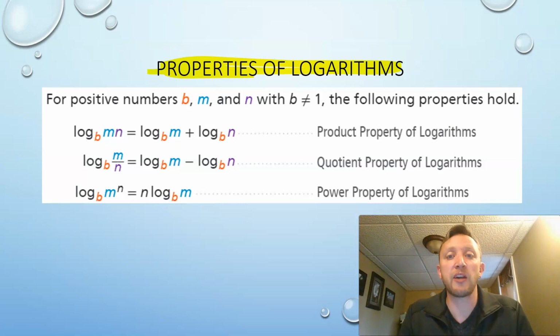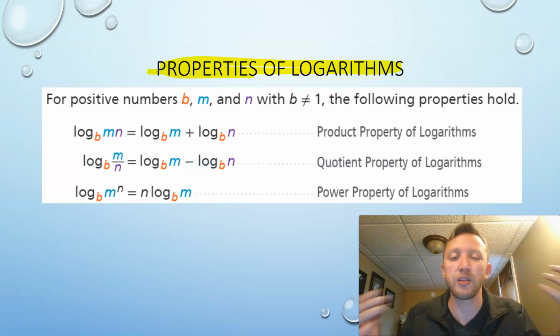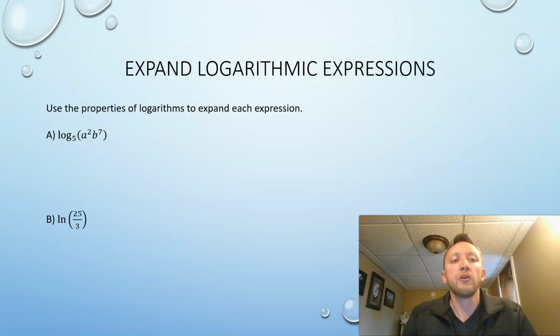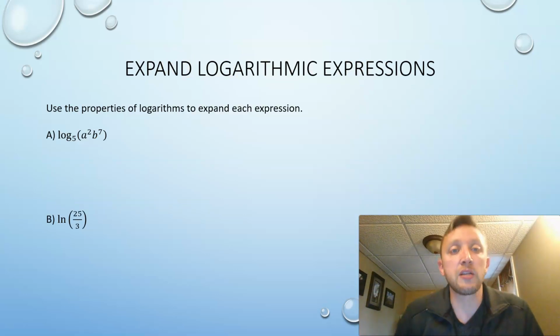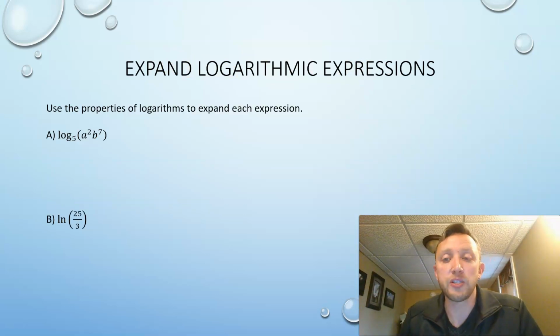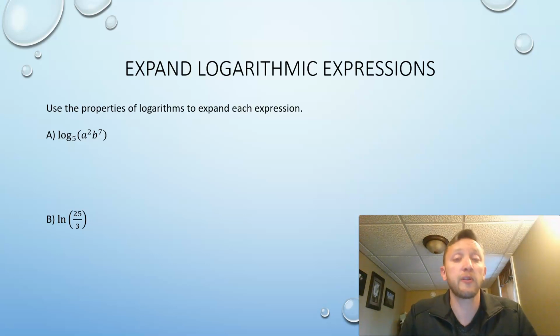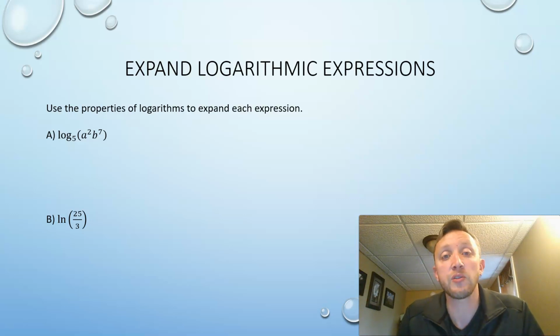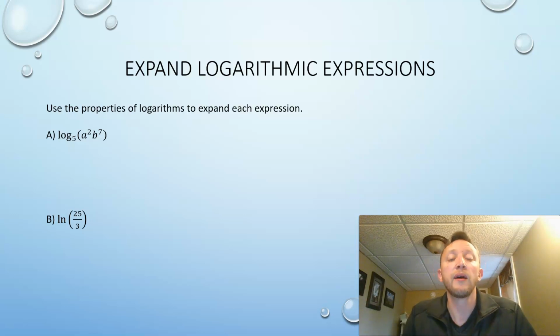So let's look at some actual examples, because when we see things like this in general terms, it's hard to make sense of it. Again, I want you to write these in your notes, even though it's not highlighted there. Hopefully you understand that you would definitely want to get the examples in your notes. So pause the video and write down these two examples: log base 5 of the quantity a squared b to the 7th, and the natural log of the quantity 25 divided by 3. Copy those down, and then we're going to go over those together.